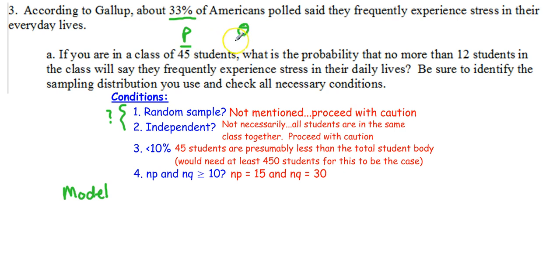So we know these population parameters, but what we've done is taken a sample. So our model is going to take that sample into account. Remember, smaller samples are going to lead to more conservative estimates. So we need to make sure that we take this into account, that we only have 45 students.